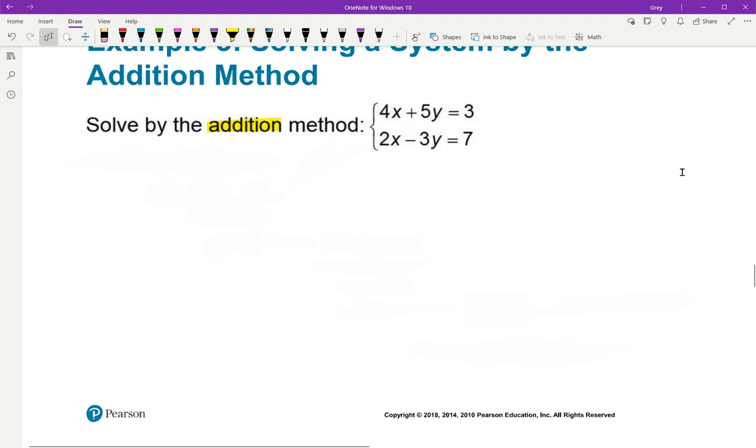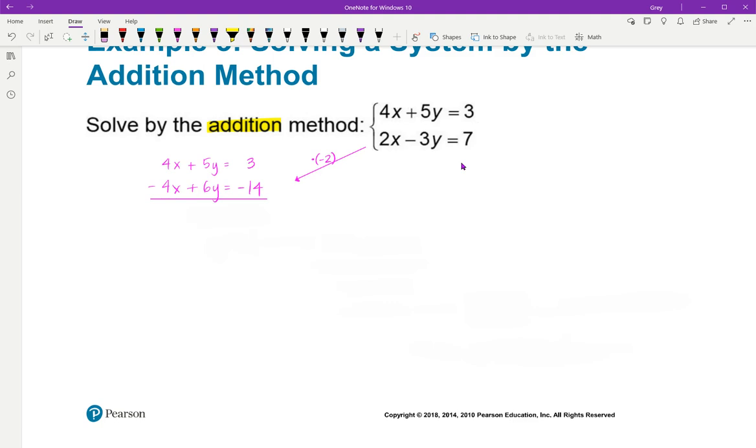So I'm going to keep my top equation the same, but I'm going to multiply this bottom equation. And y'all, when you add them together, they need to be opposites. So I'm not going to multiply it by 2. I'm going to multiply it by -2. So when I multiply by -2, I'm going to get -4x plus 6y equals -14. And then I'm going to add those two together.